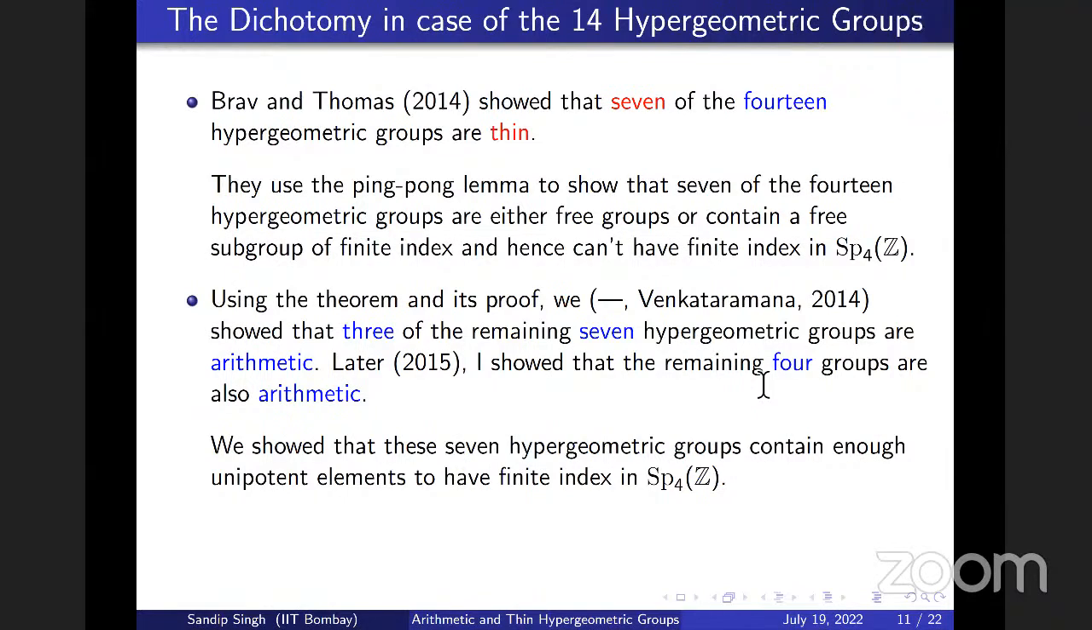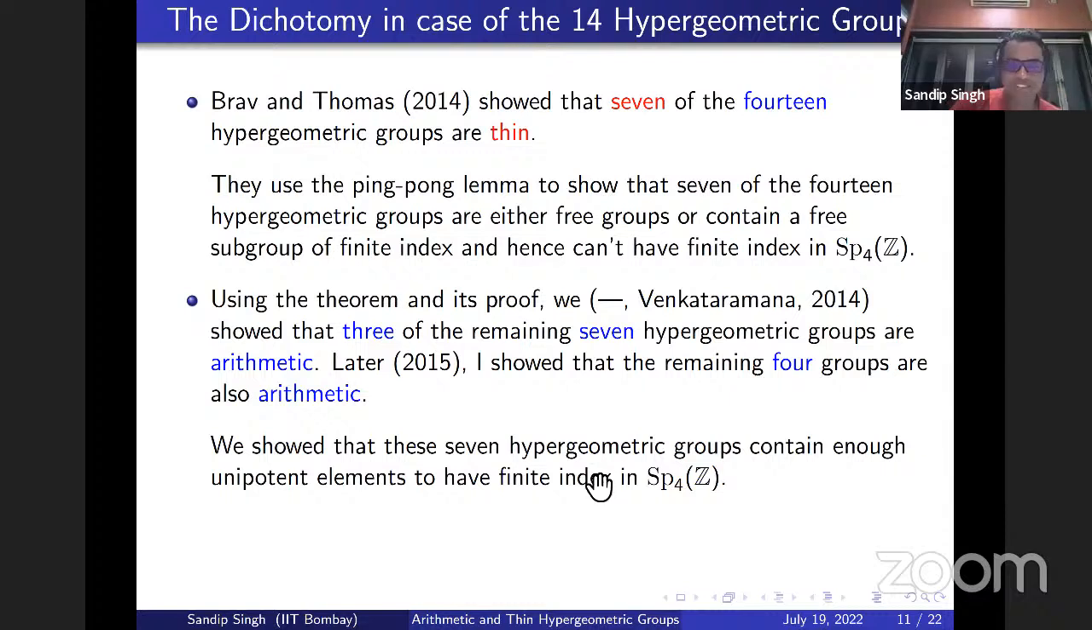Continue, Sandip. Okay, so there is a certain criterion to prove arithmeticity. For example, if you consider the Borel and the corresponding parabolic subgroup, and if you can show that gamma fg is Zariski dense and it intersects the integral parabolic subgroup in a finite index subgroup, then it has finite index in SP4Z.